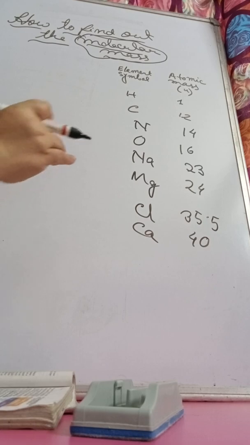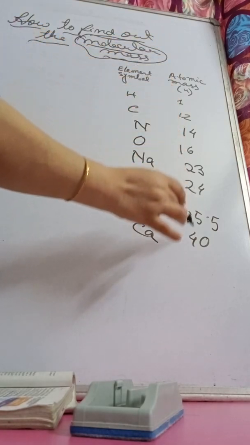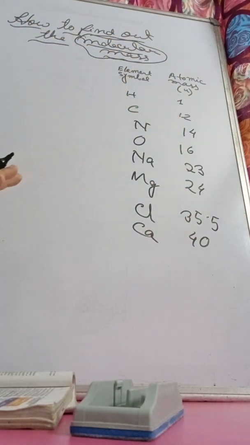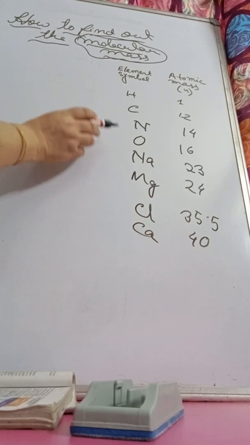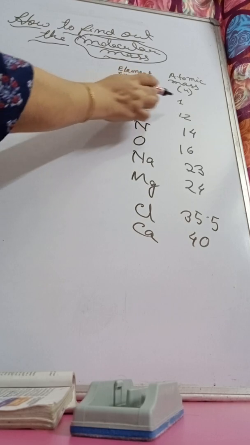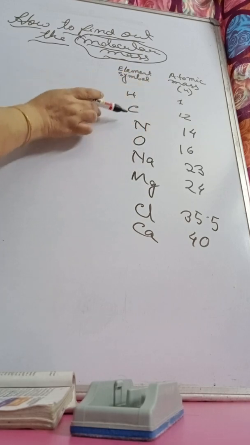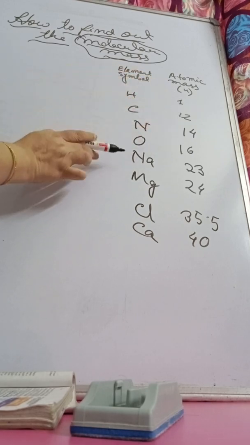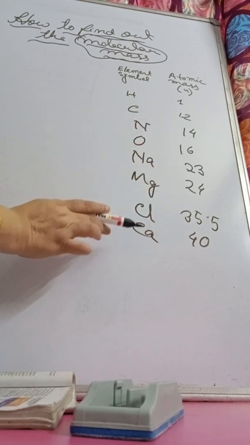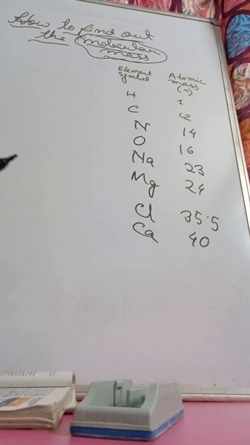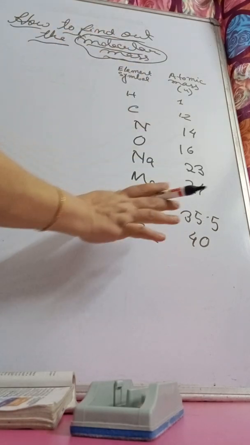So you should have the knowledge of the atomic mass for all the elements, and that one you have already learned. Here I am writing the atomic mass of some of the elements. Hydrogen atomic mass 1, carbon 12, nitrogen 14, oxygen 16, sodium 23, magnesium 24, chlorine 35.5 and calcium 40. So these are only some I am writing here.